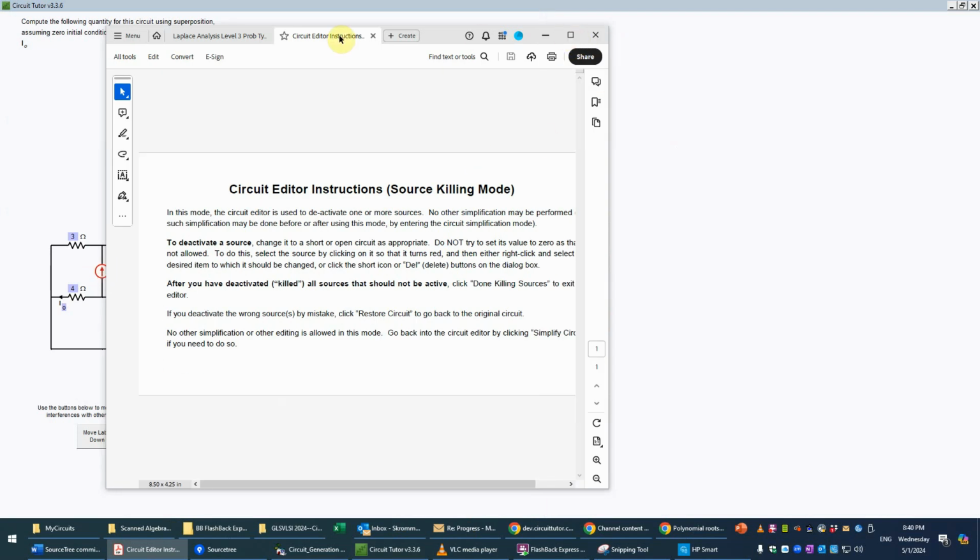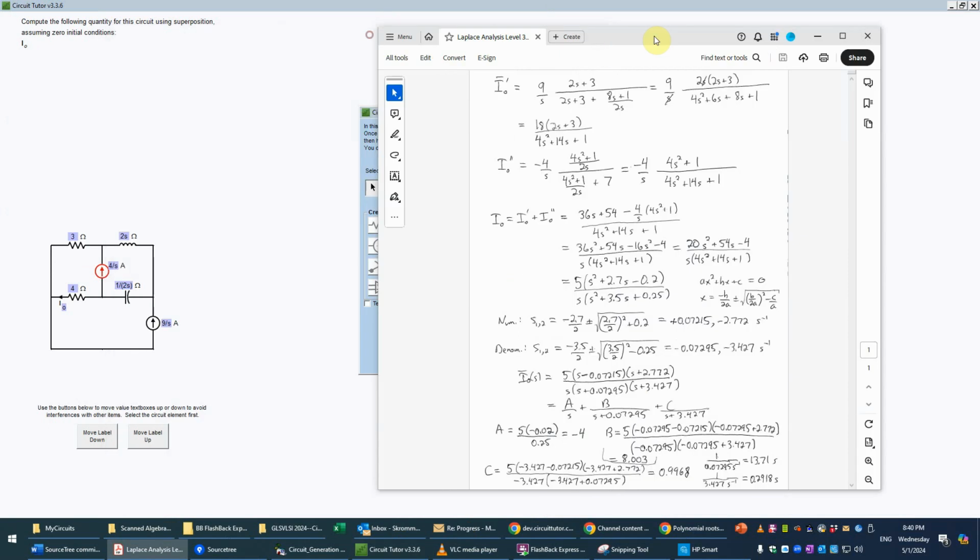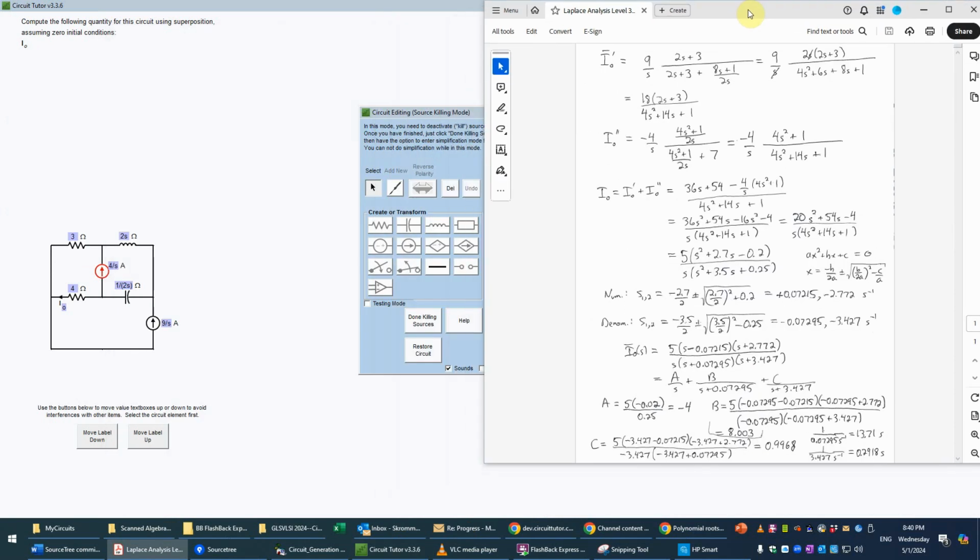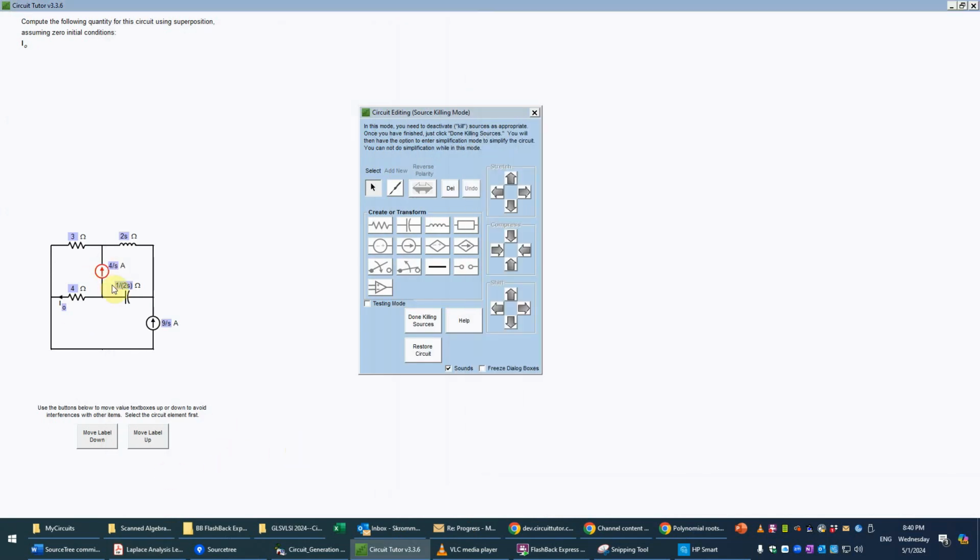It does give us some instructions there. And actually, put that back, belongs up here. Okay, so I'll just delete this source. Now remember, because these are current sources, we need to change them to be 0 current. So 0 current means an open circuit, not a short circuit. A short circuit can have lots of current. So this needs to be deleted. We can either use the delete key here or just use the delete key on the keyboard. Either way, we've killed that one source.